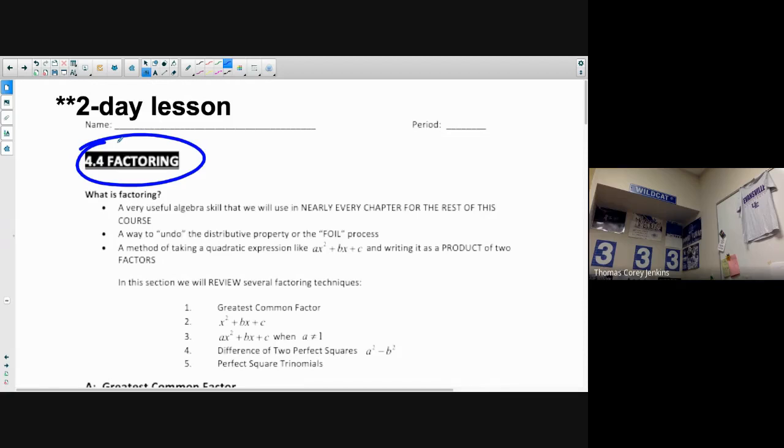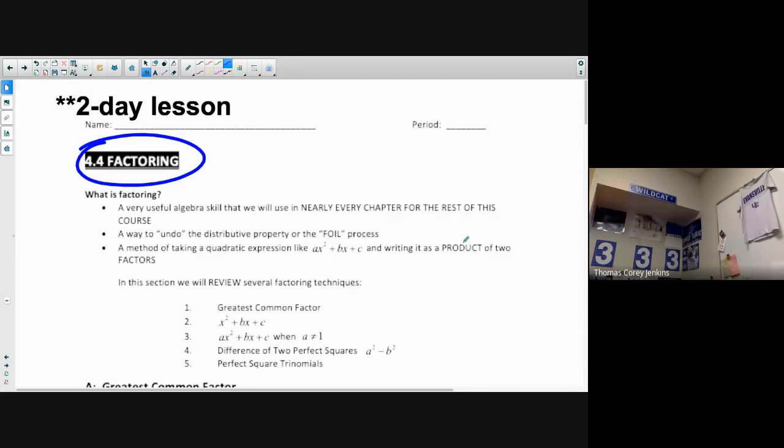So first of all, what is factoring? It's a very useful algebra skill that we will use in nearly every chapter for the rest of this course. So you have to learn it. It's a way to undo the distributive property or FOIL process. Sometimes we say it's unfoiling. And it's a method of taking a quadratic expression that's in standard form and writing it as the product of two factors.